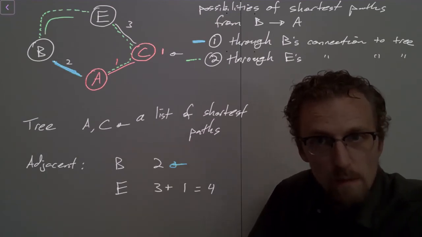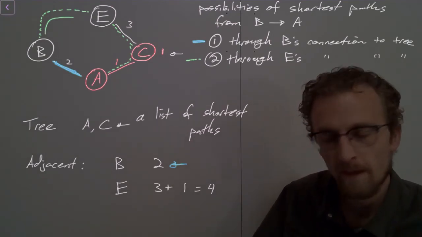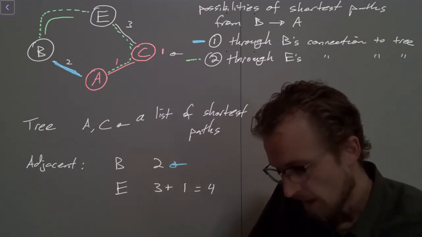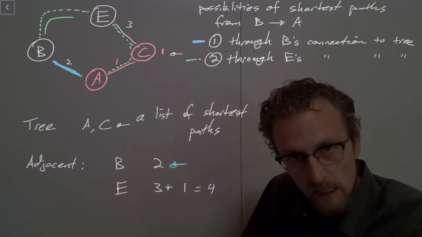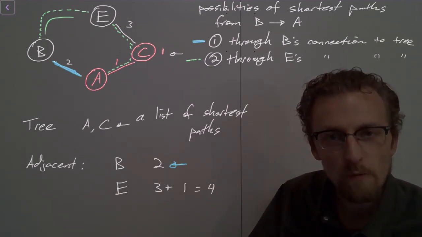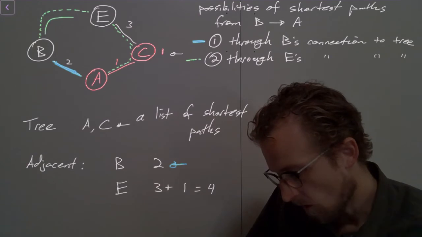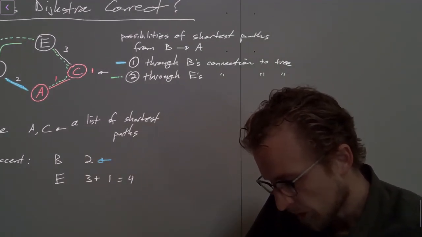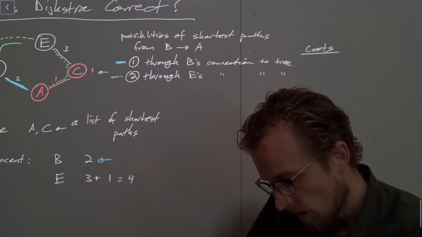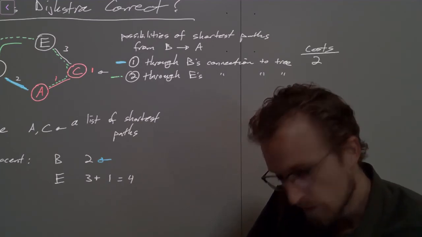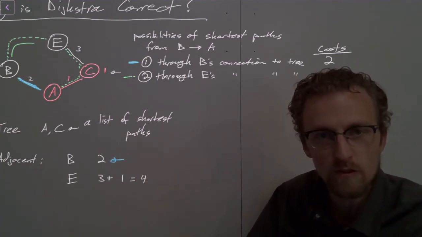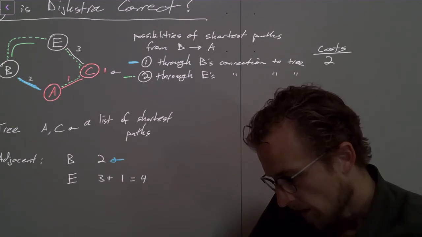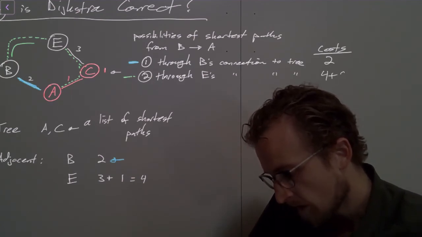Maybe it's even 0. Maybe there's a free path from B to E. But even if there is a free path from B to E, then to get from B to A through E, I still have to pay whatever cost I would have to pay from E. So let's think about what the costs of these are. The cost of this one is 2. That's just the cost of B's connection to the tree, or to A through the tree, through its direct connection to the tree. Or the cost could be 4 plus something.